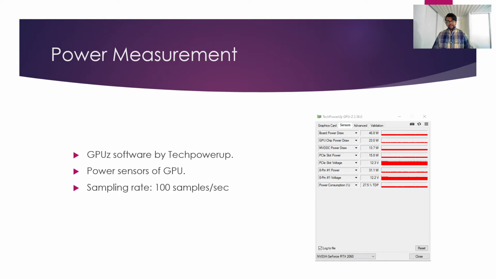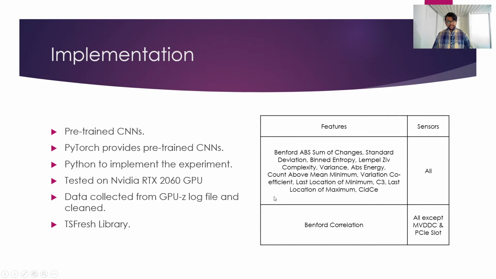So we use that log in our research here. Our implementation is quite straightforward. We did not train any CNNs because training CNNs is very resource-hungry work. So we use pre-trained CNNs. These pre-trained CNNs have checkpoints on their servers so that they can be used out of the box. PyTorch provides pre-trained CNNs, and we use Python to implement our experiment.